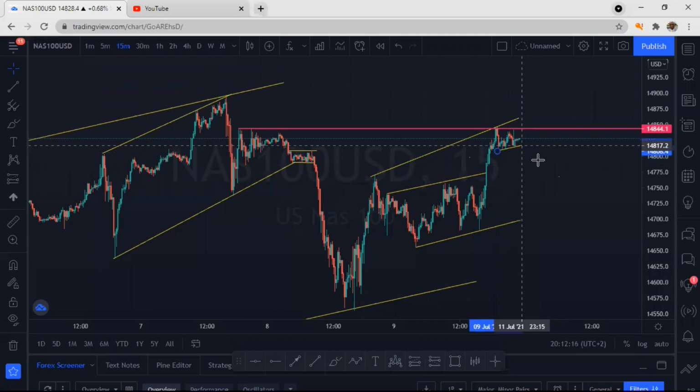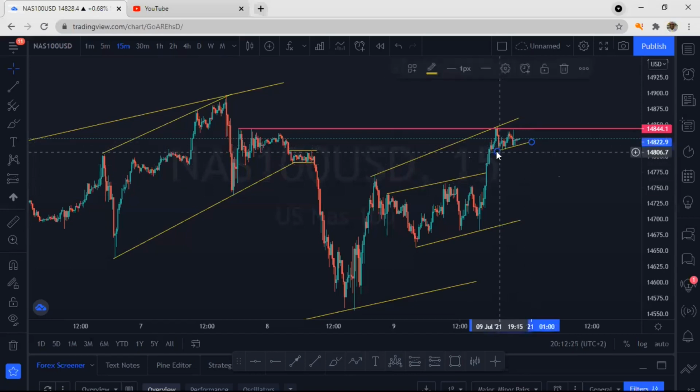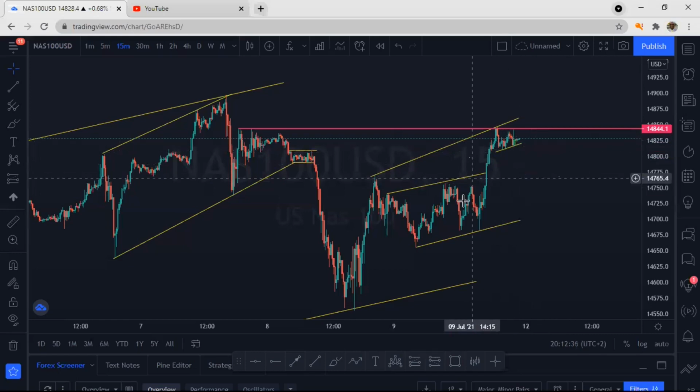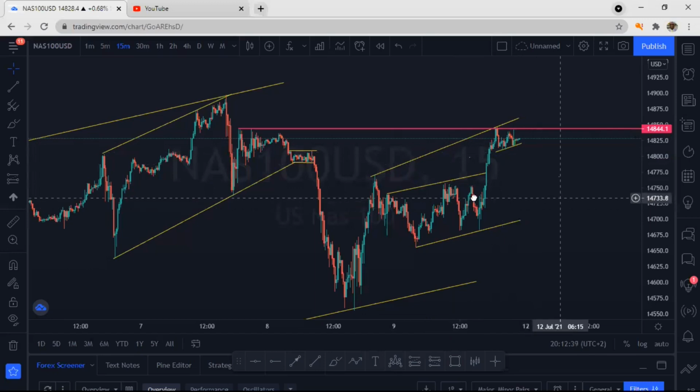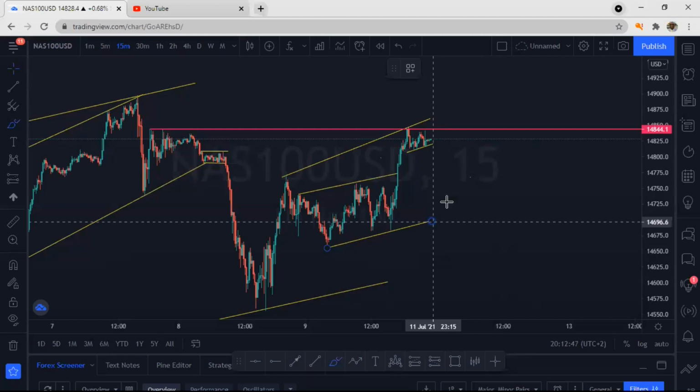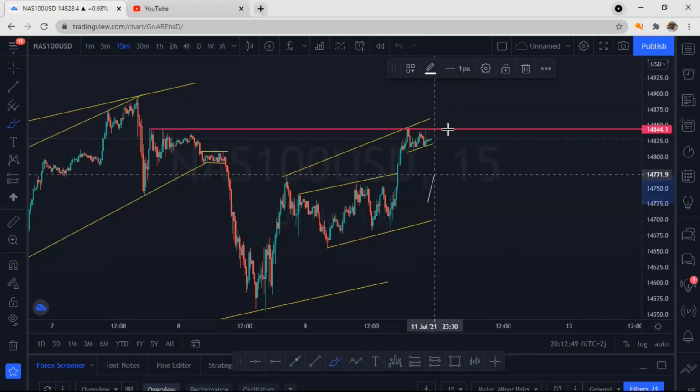Let me just check my structure here. This line here, if you check this line, we are in an ascending form here. Another thing, guys, that can happen, that I want you to bear in mind: at the back of our mind, we know that the price is going to push up, come to this level of resistance. And now we have to wait what's going to happen next.